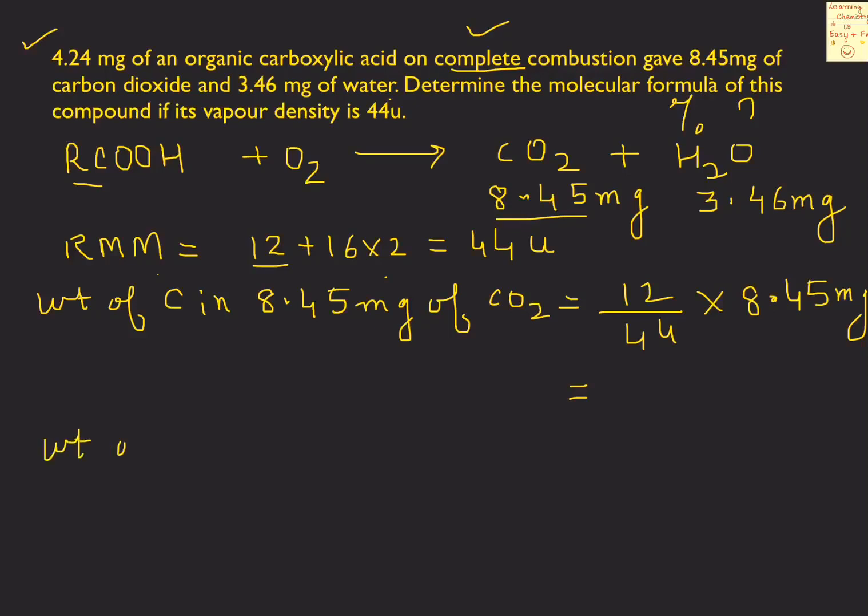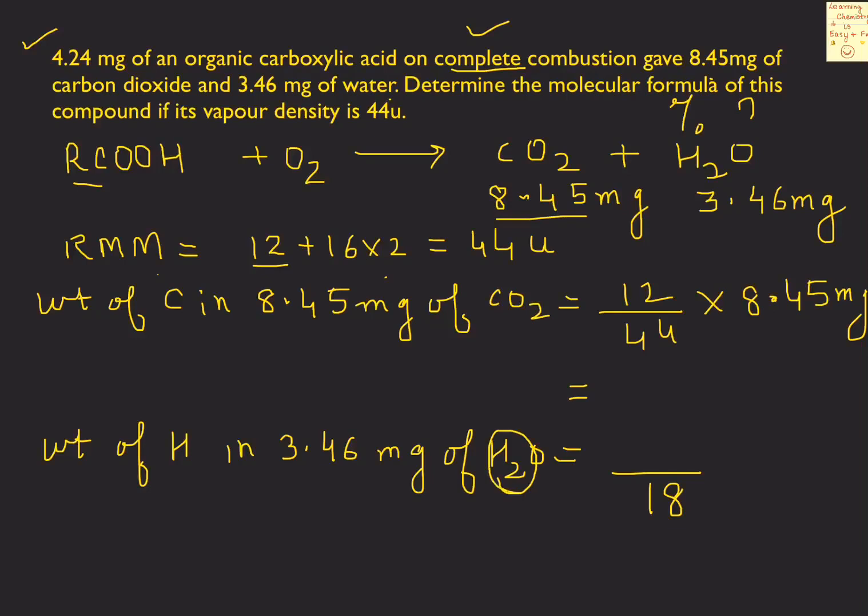Weight of hydrogen in 3.46 milligrams of water. Now apply the same logic. What is the RMM of water? Very good. Now it's almost orally done. 18. How many parts of hydrogen are there in this? It's 2. So 2 by 18 multiplied by 3.46 milligrams is the weight of hydrogen in this. Pause the video, please do the two calculations and give me the value.